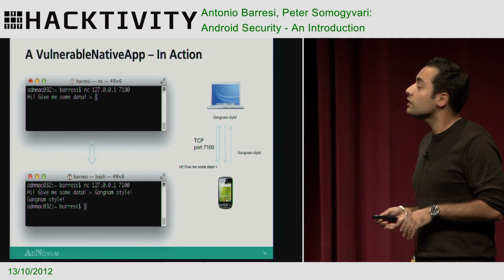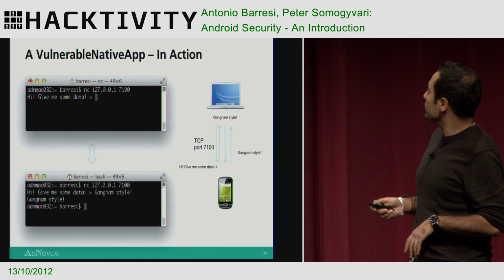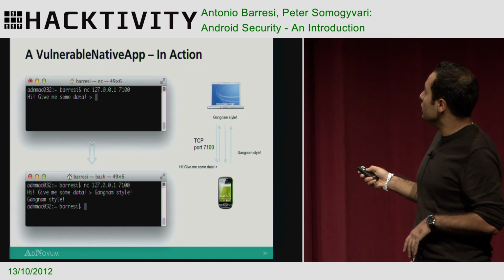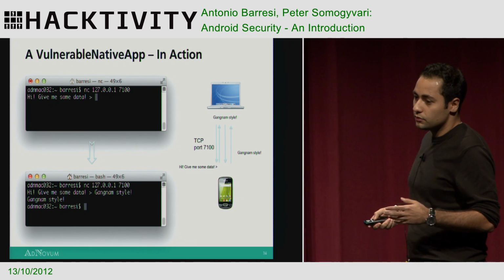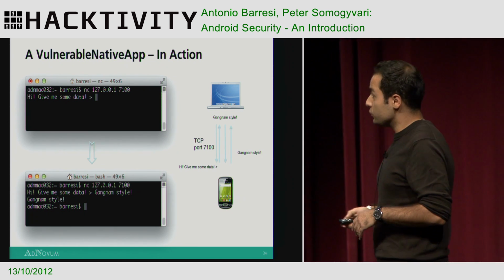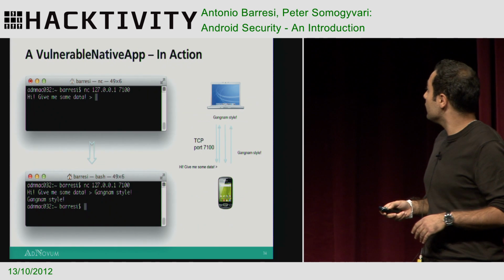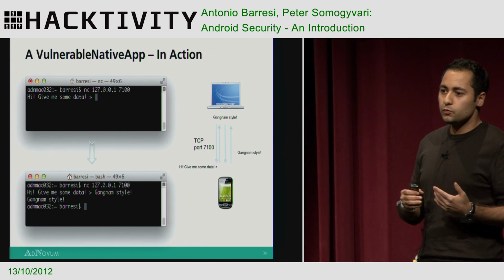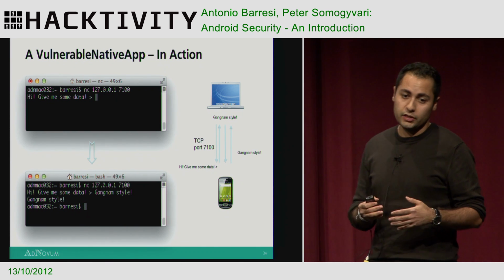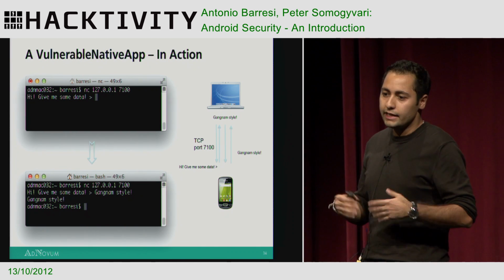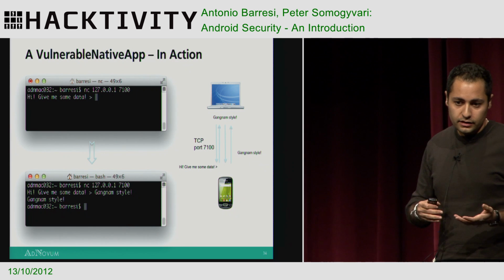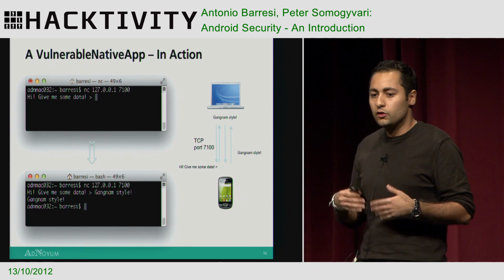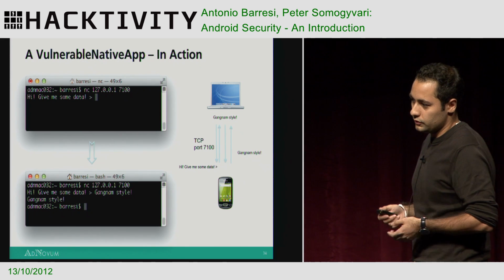Here is how it looks in action. We have our computer, we connect to port 7100, it gets some data, and it just writes the data back. You will say, of course, that's a pretty silly app, and you're right, it doesn't do much. But we just wanted a vulnerable app to show you the concept behind it. Think of any app that takes some user data, does some processing, maybe there is some vulnerability in it, and then depending on the processing, it produces an output.